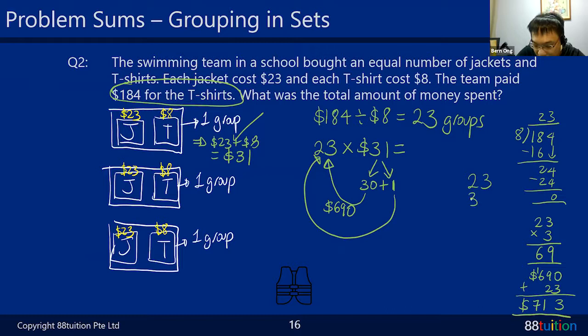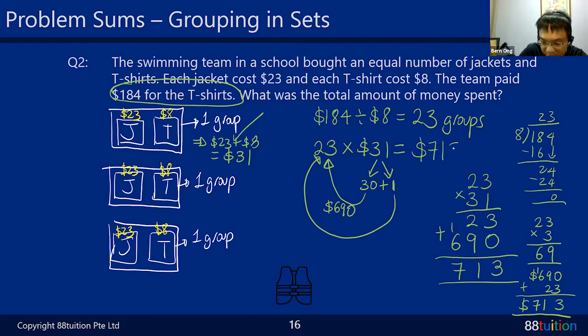23 times 31. You start from the right. 1 times 3 is a 3. Then 1 times 2 is a 2. Down here must put a 0. Next, 3 times 3 is a 9, 3 times 2 is a 6. Then down here is a plus. 3 plus 0, 9 plus 2, and 6 plus 1. So the answer is still $713.